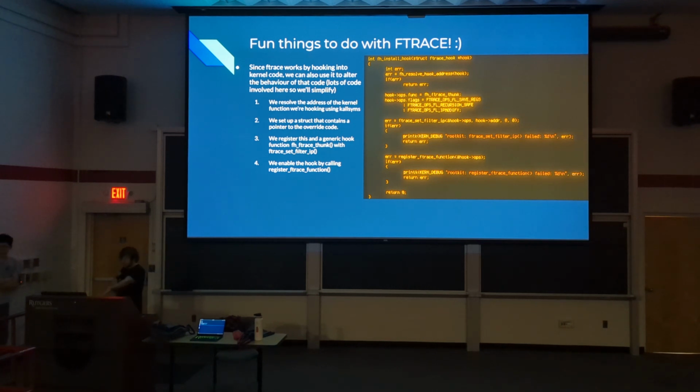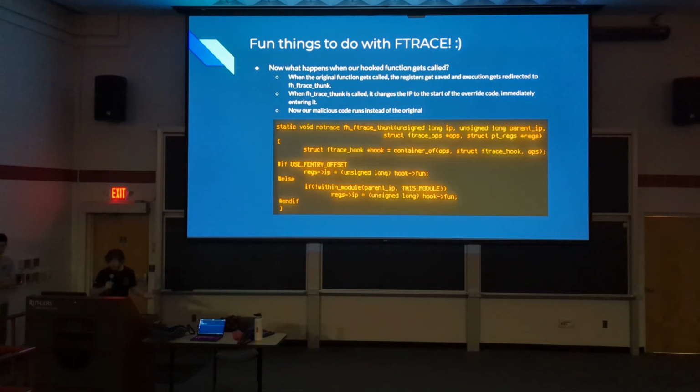And so here's an example of that happening. First of all, we have to identify the program that we want to attack, and the address of the kernel function that we're hooking. Then we set up a struct that contains a pointer to that function. Then we do the hooking process, and we enable it with register ftrace function. And at that point, we're already done.